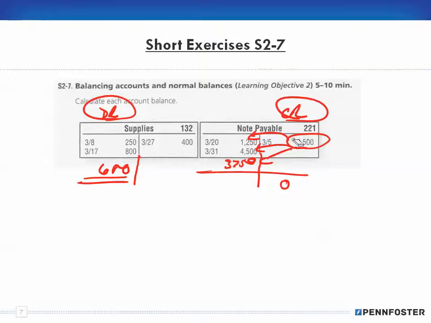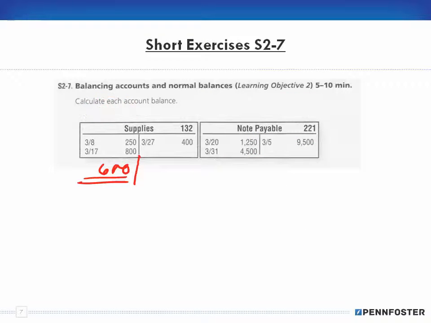Just realize that most often, whatever the account's normal balance is, if you have a balance in the account, it's going to be on that side, the debit or credit side, whichever is the normal balance.